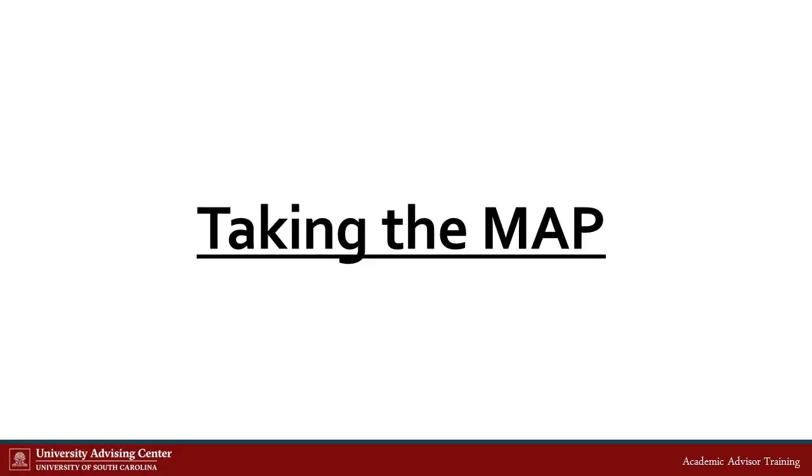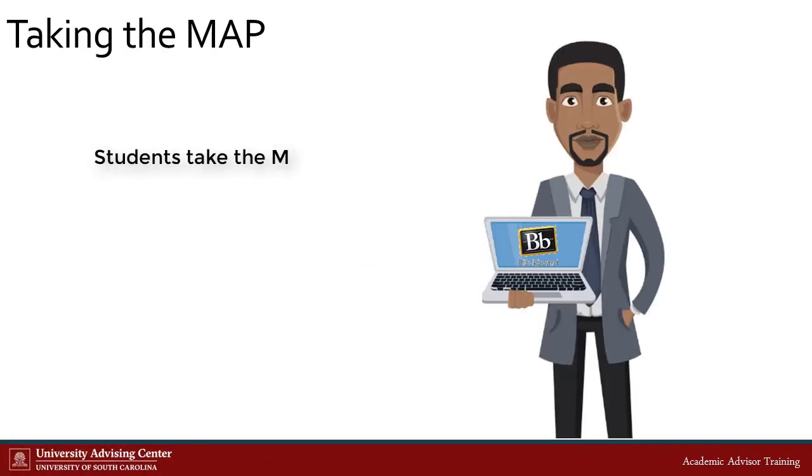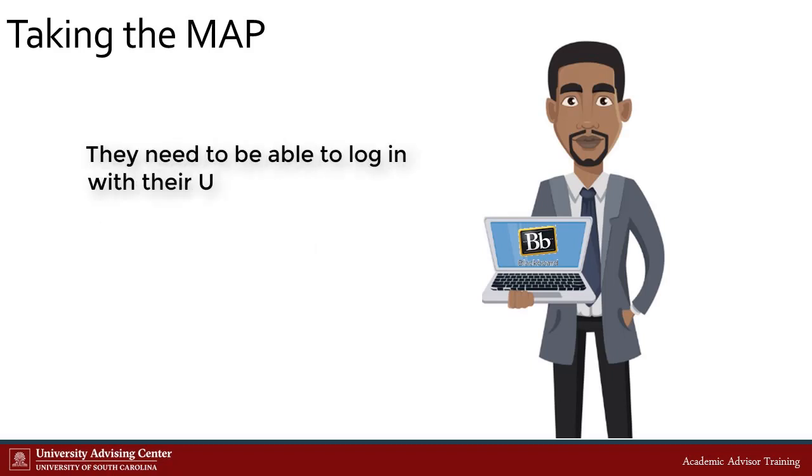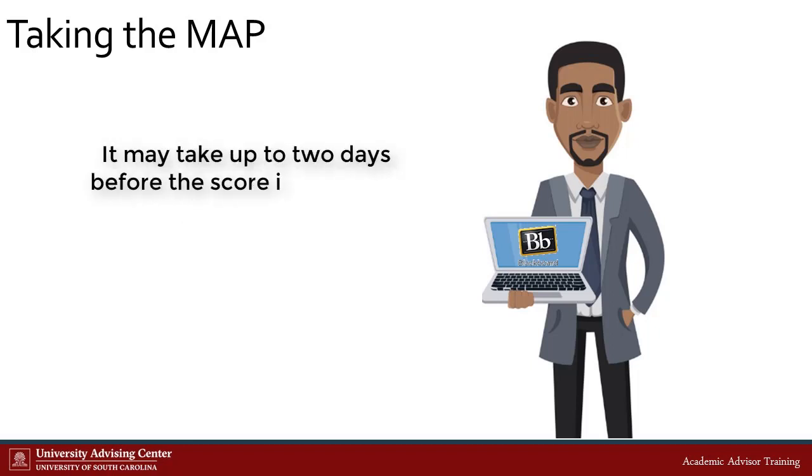Taking the Math Assessment of Prerequisites. Students take the MAP through Blackboard, and scores are reported immediately upon completion. They need to be able to log in with their USC username and password. It may take up to 2 days before the score is posted to Self-Service Carolina. Students may retake the MAP if needed. The following items are important to know about taking the MAP.